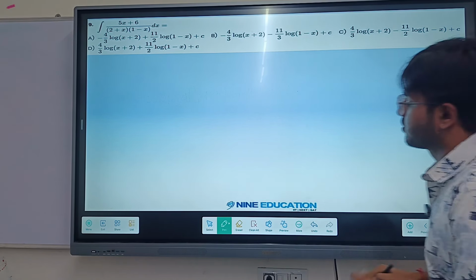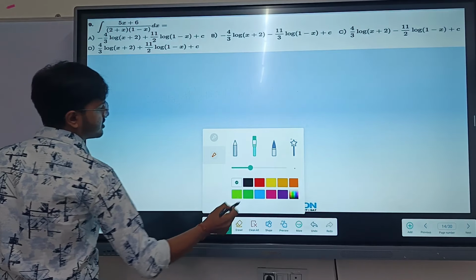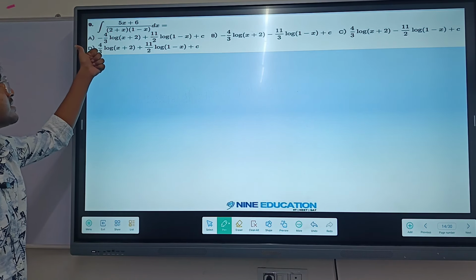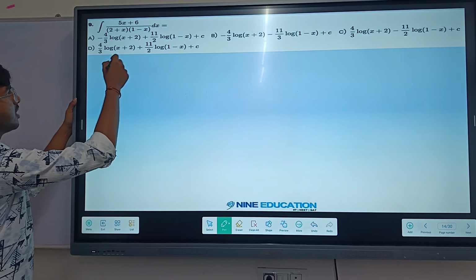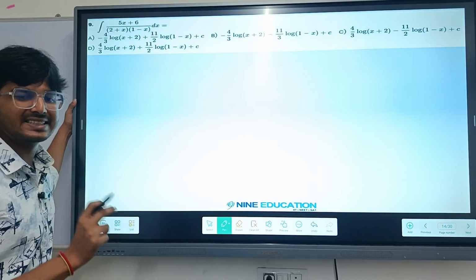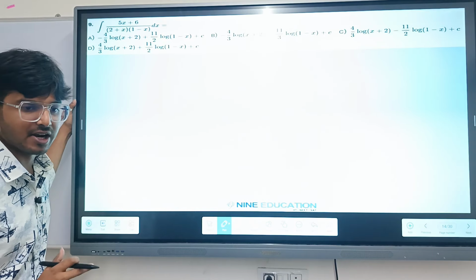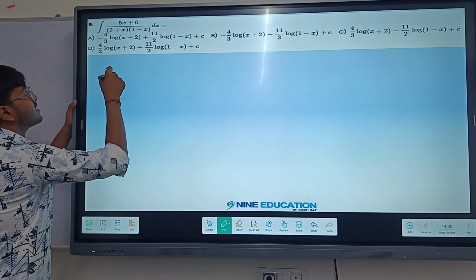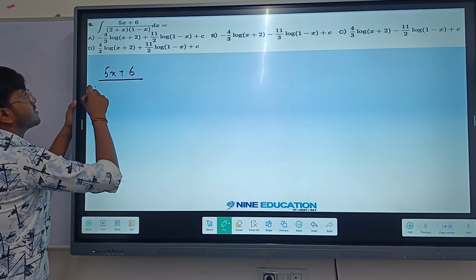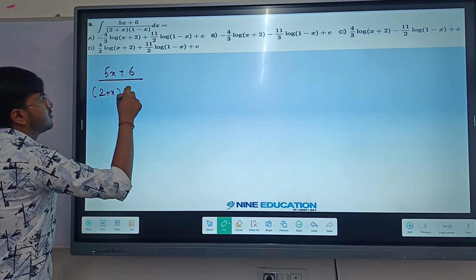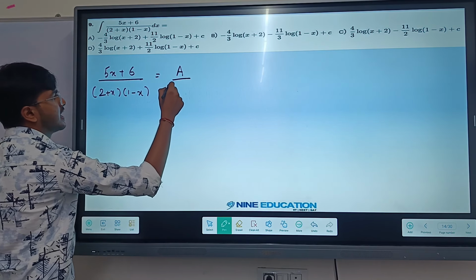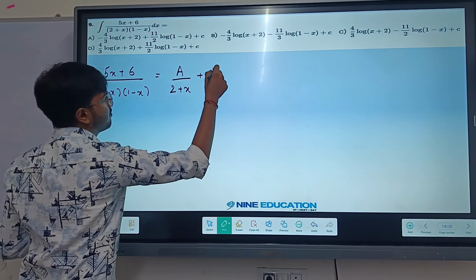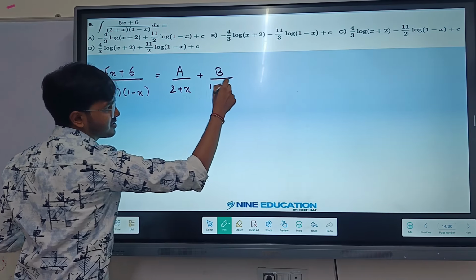Okay, next question from definite integration. Integration of 5x plus 6 divided by 2 plus x into 1 minus x dx. So how will we solve this? We have to solve these kinds of questions with partial fractions. So 5x plus 6 divided by 2 plus x into 1 minus x, I can break it into two partial fractions, a by 2 plus x plus b by 1 minus x.